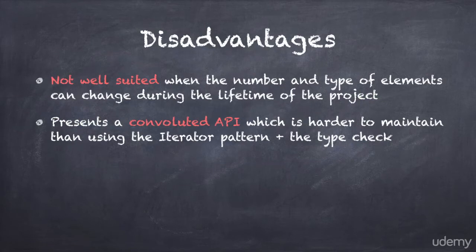The pattern is not very well suited for the inverse of the above scenario. The number and type of elements can change during the lifetime of the project. Consider, for each new element type, you need to modify every single visitor class, because you need to add a polymorphic overload of the visit method. The pattern also presents a rather convoluted API, which is harder to maintain than simply using the iterator pattern, performing the type check, and accepting the minor performance overhead.